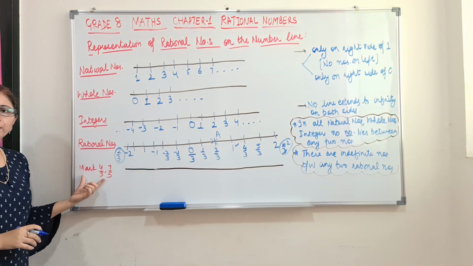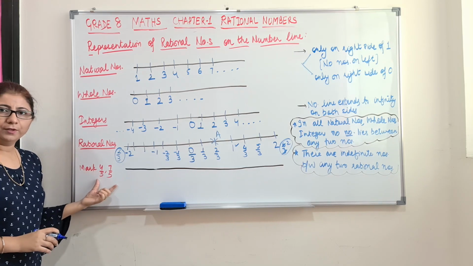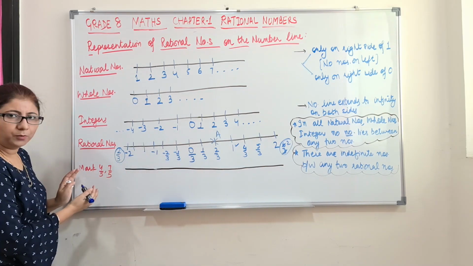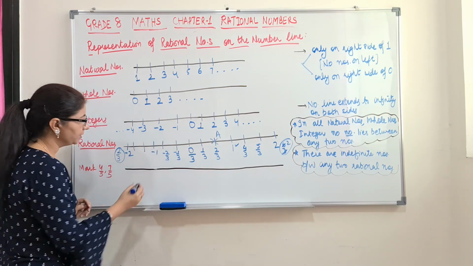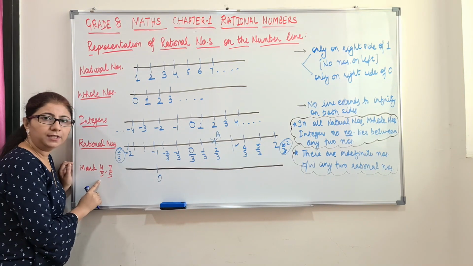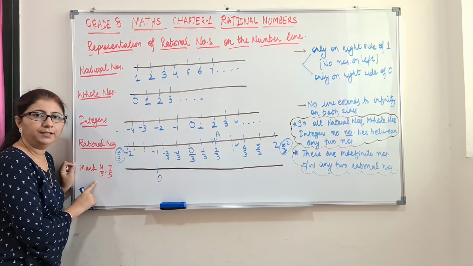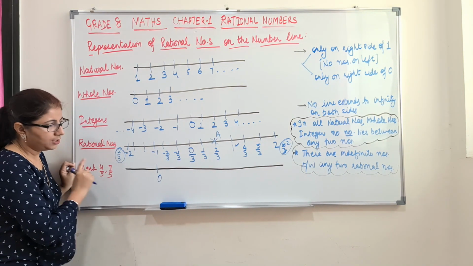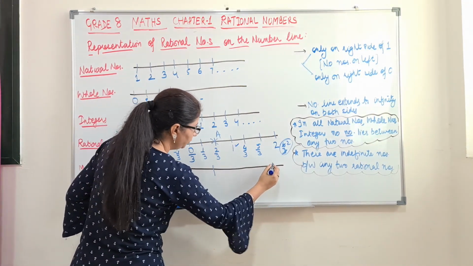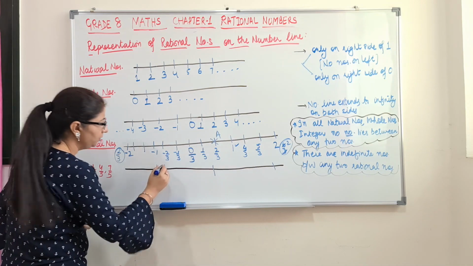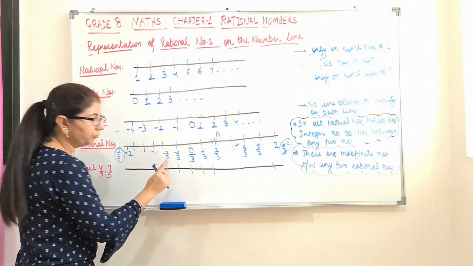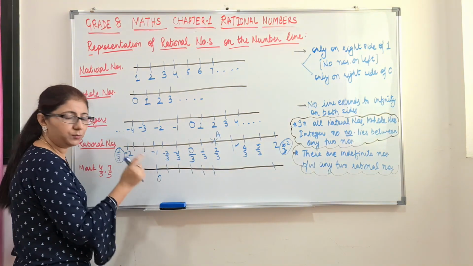Suppose I am giving you another example: mark 4 by 5 and 7 by 5 on the number line. Here these are positive numbers, so we can start from positive only. So 0, and see, the denominator is 5, so we need to divide it into 5 equal parts. Give some more spacing so that we can easily divide it into 5 parts. So 1, 2, 3, 4. 4 lines, and we are considering spacing.